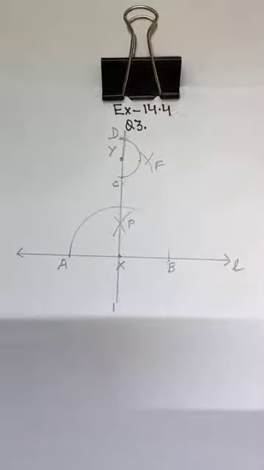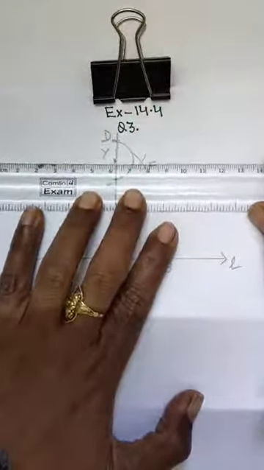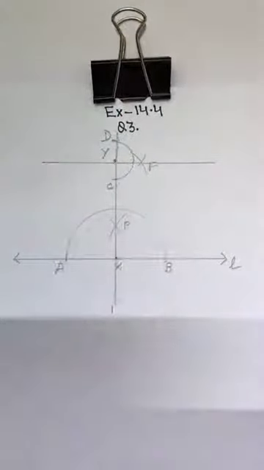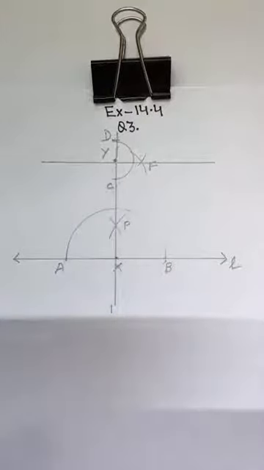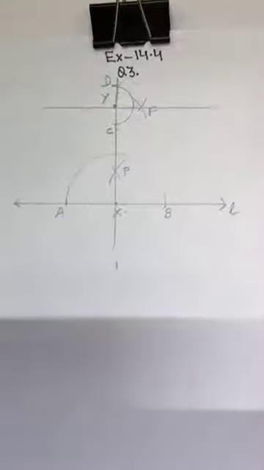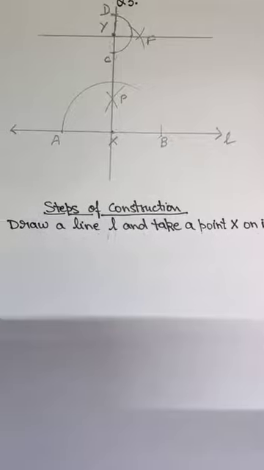Okay. Let they cut at F. Now join YF. Okay. So YF is perpendicular to XY at Y. Now see how to write down its steps of construction. As we have drawn, in the same way we will write its steps also.